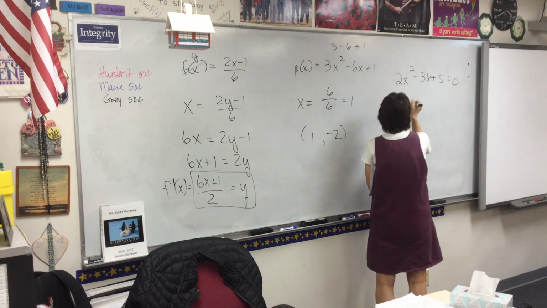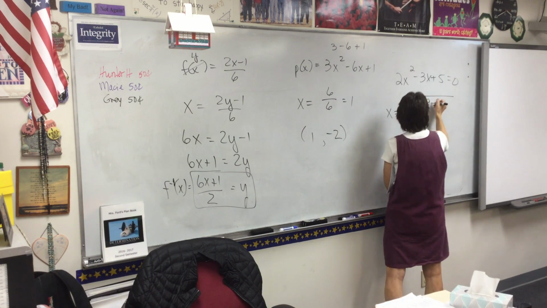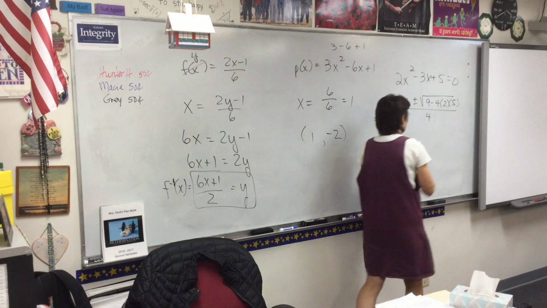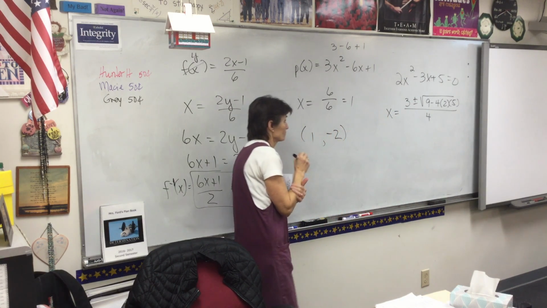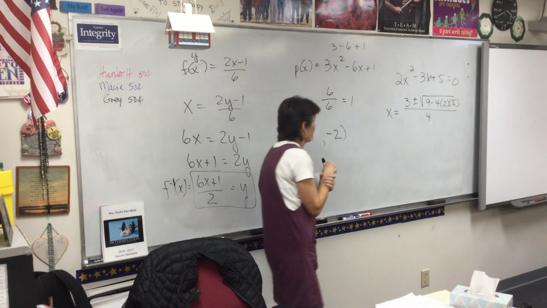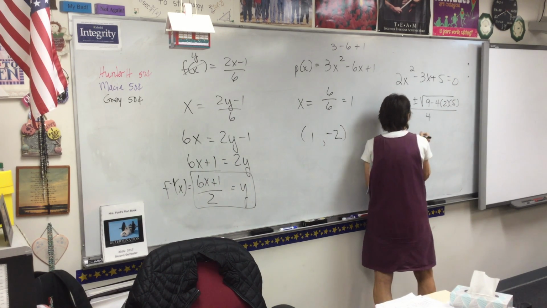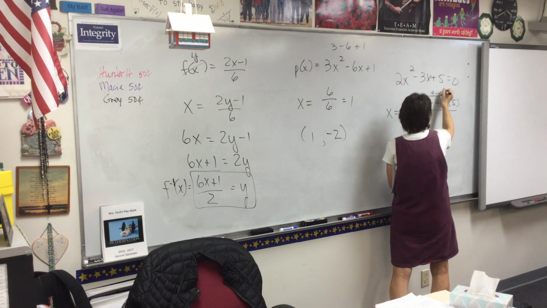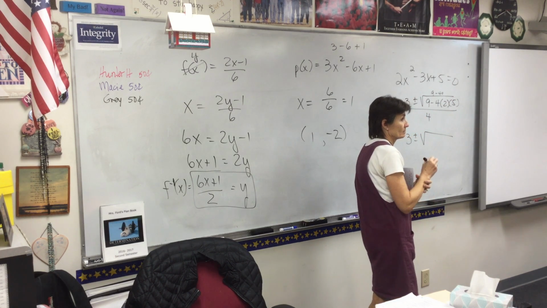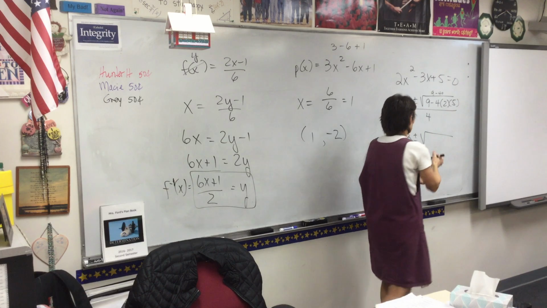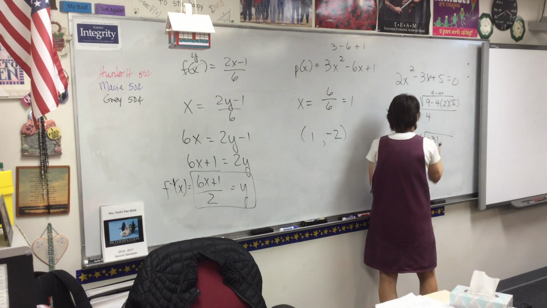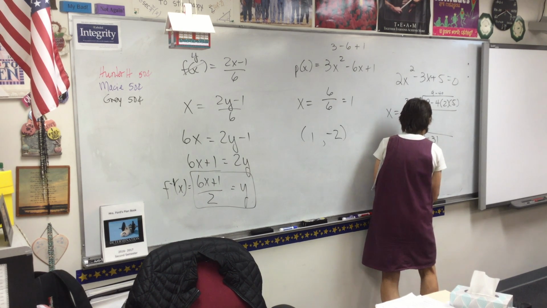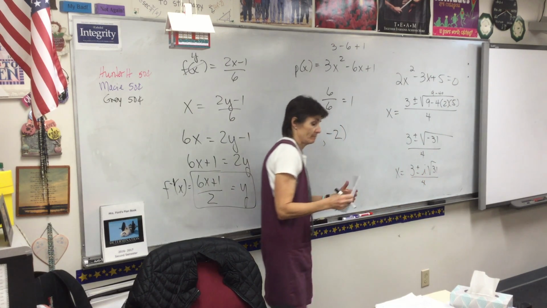X equals negative b plus or minus the square root of b squared minus 4ac all over 2a. What's under the radical? Let's see, it'd be 9 minus 40. Negative 31? What happens when we have a negative? I, and there's the answer to the question.